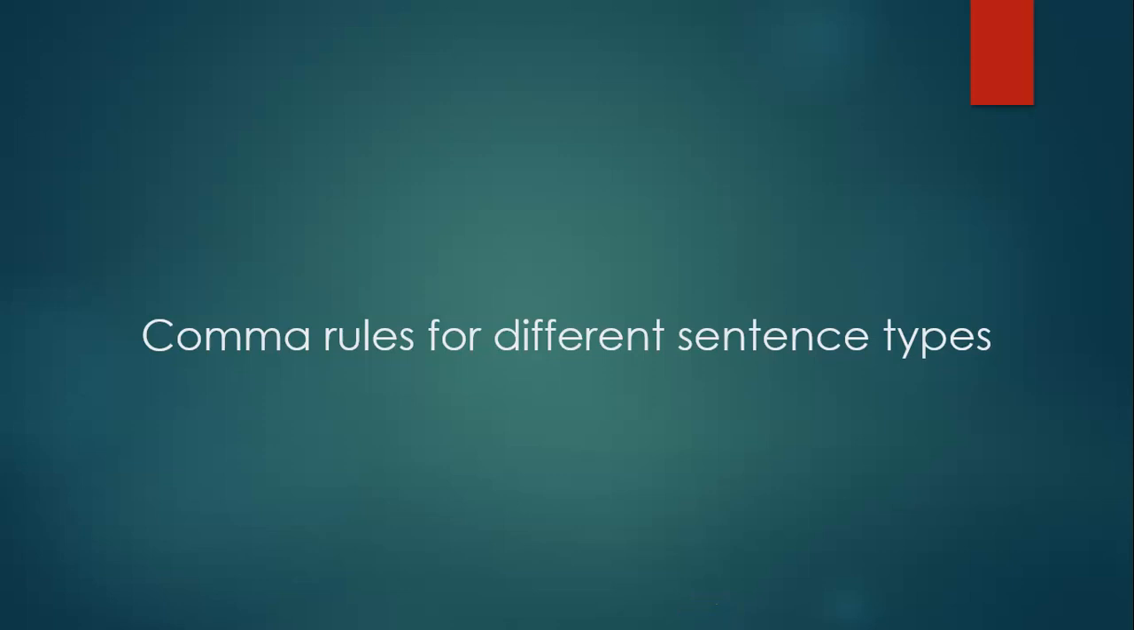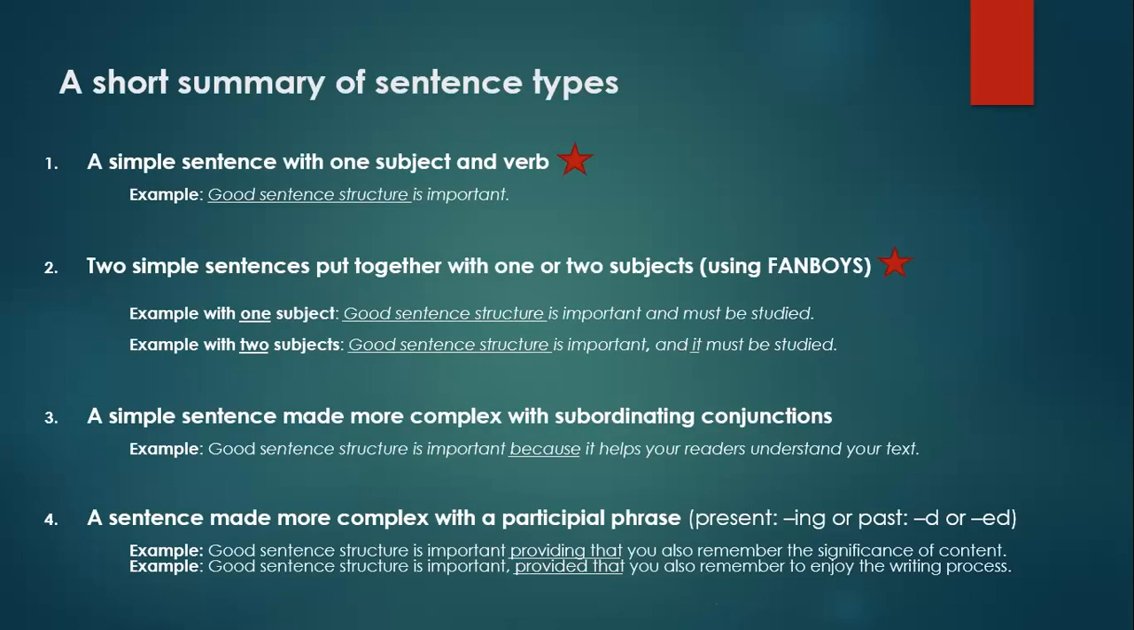Tutorial 2, Comma Rules for Different Sentence Types. This is a short summary of 4 different sentence types. 1. A simple sentence with one subject and verb. Example, good sentence structure is important.